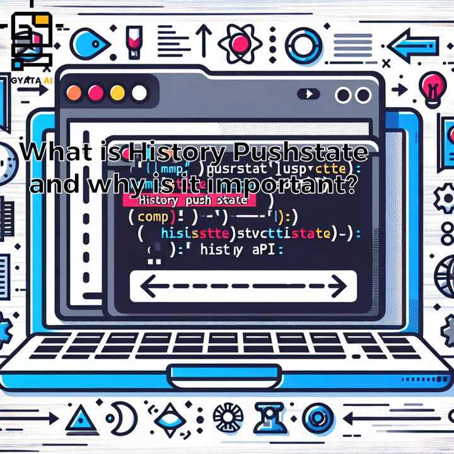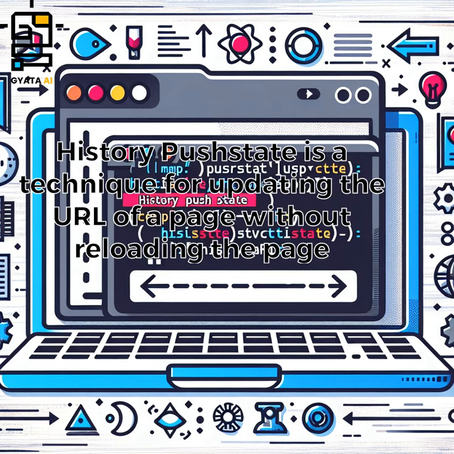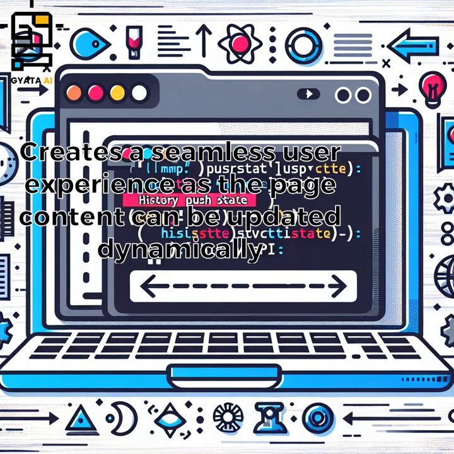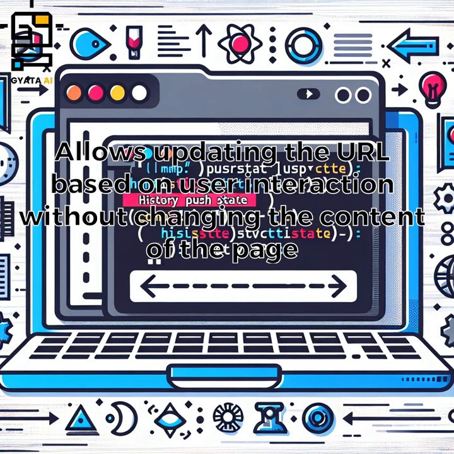What is History Pushstate and why is it important? History Pushstate is a technique for updating the URL of a page without reloading the page. It creates a seamless user experience, as the page content can be updated dynamically. It allows updating the URL based on user interaction without changing the content of the page.